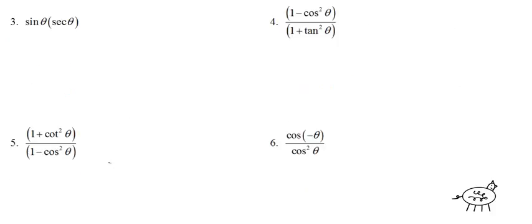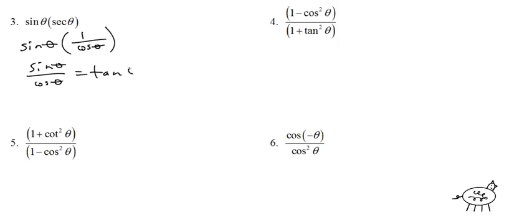Number 3. Again, sines and cosines. So sine of theta times 1 over cosine of theta. That's sine of theta over cosine of theta, which equals tangent of theta.